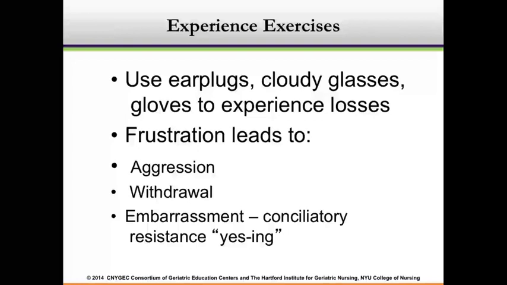So there's enormous frustration, and frustration leads to 3 responses, emotional responses that you need to be aware of with older adults when you communicate with them. The first is aggression. You can get angry.